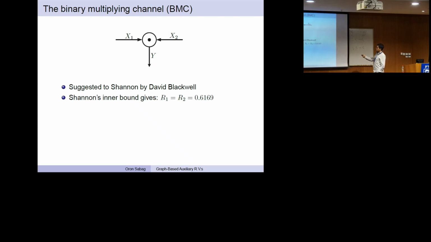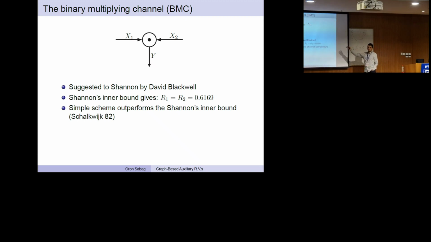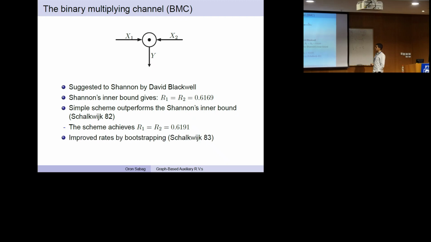And by evaluating the Shannon inner bound, we get that the equal rate point is 0.6169. Okay. Schalkwijk came up with a simple scheme that showed that this can be improved, and he showed that the equal rate can be improved to 0.6191. The number is not the issue, but the idea that cooperation can improve was captured by his fundamental scheme.